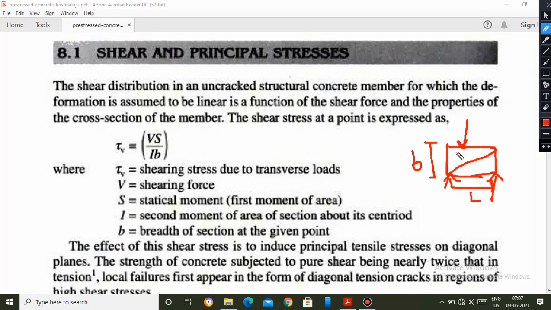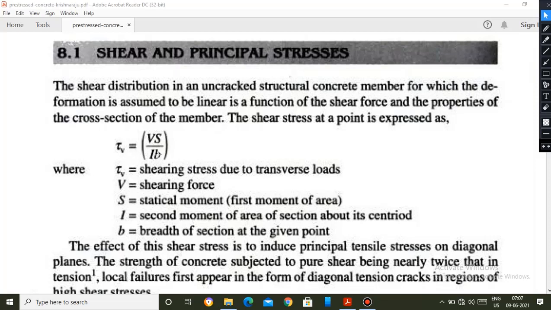Based on this cross-sectional dimension, the shearing force or the shearing stress developing on this particular type of prestressed concrete member, we may determine. And coming to the shearing stress at a point expressed in this type of beam, tau v equals Vs divided by Ib.